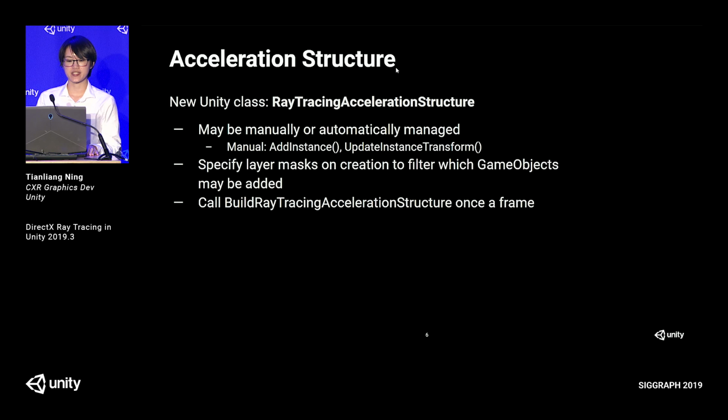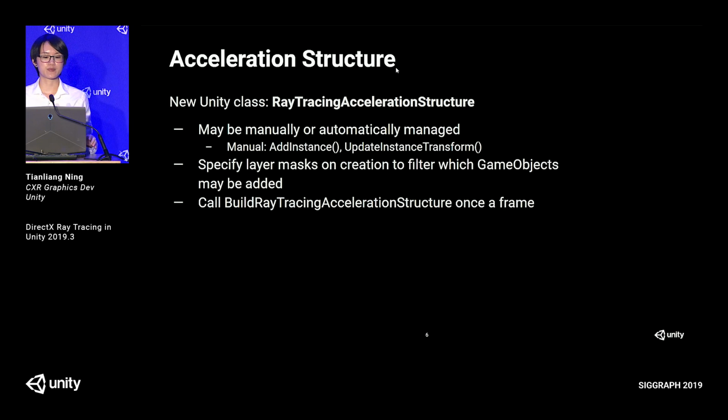This is exposed in Unity 19.3 through the ray tracing acceleration structure class. When creating your ray tracing acceleration structure, you can choose that it's managed either manually or automatically. If you're managing it automatically, then game objects will be added to the acceleration structure as they're created or added to your scene. If you're managing it manually, on the other hand, you have to explicitly add it in your C# script by calling the add instance API, and then once per frame, you want to call the update instance transform API on any game objects that you're going to be moving.